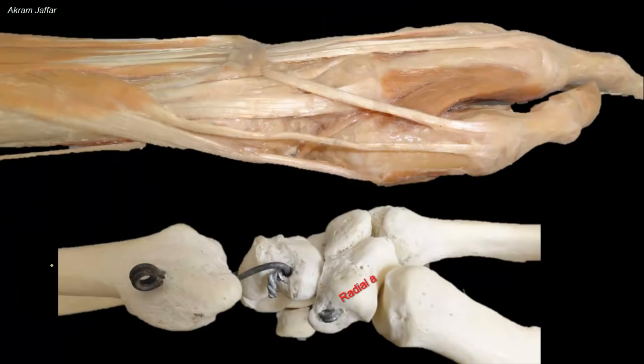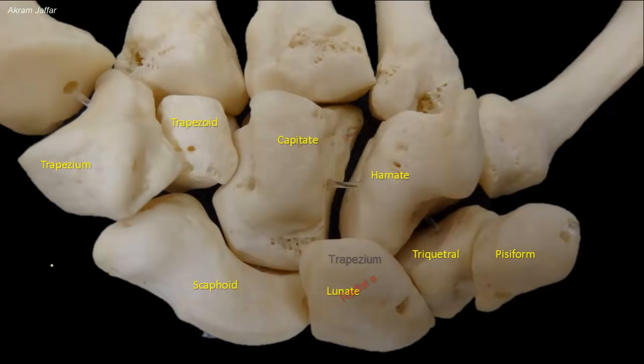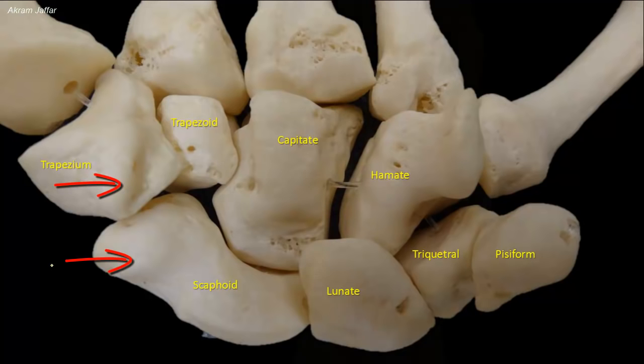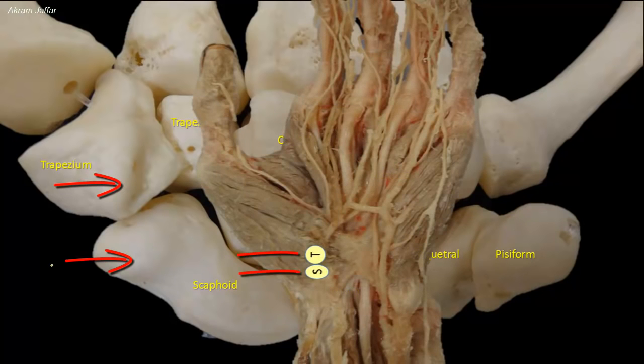The radial artery is related to the dorsal surface of the trapezium on its way from the anatomical snuffbox to pass between the two heads of the first dorsal interosseous muscle. The trapezium can be palpated at the base of the anatomical snuffbox. The tubercles of the scaphoid and trapezium can be palpated at the base of the medial aspect of the thenar eminence when the hand is extended at the wrist.